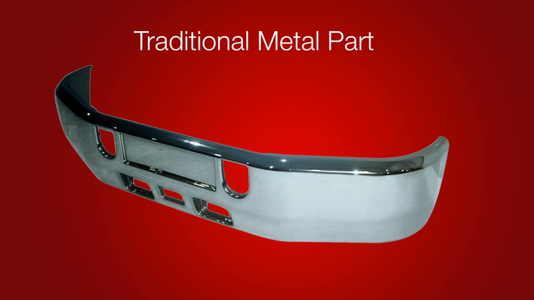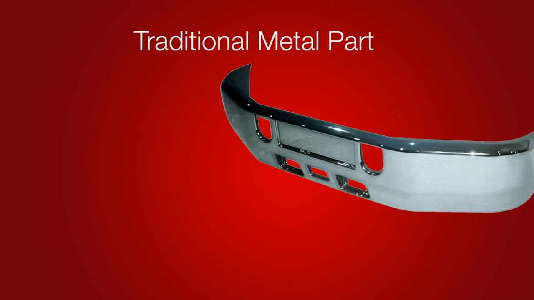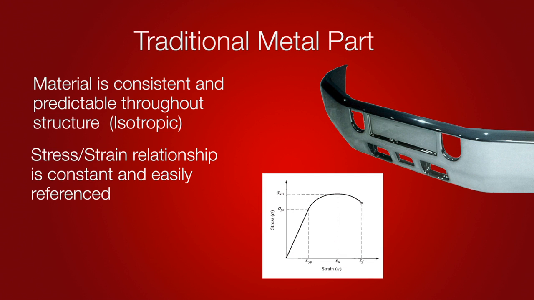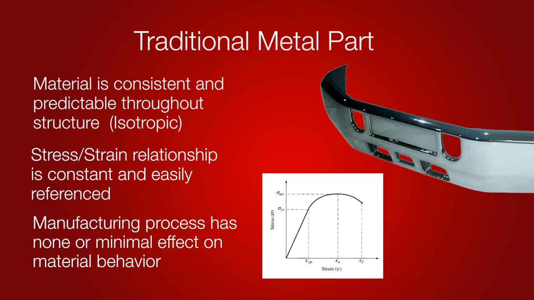Structural engineers have traditionally dealt with a single material, such as metal, in the design of vehicle components. The metal material is consistent and predictable throughout the structure. This is referred to as isotropic. The stress-strain relationship and stiffness is consistent, and the manufacturing process has a minimal effect on the part's behavior.